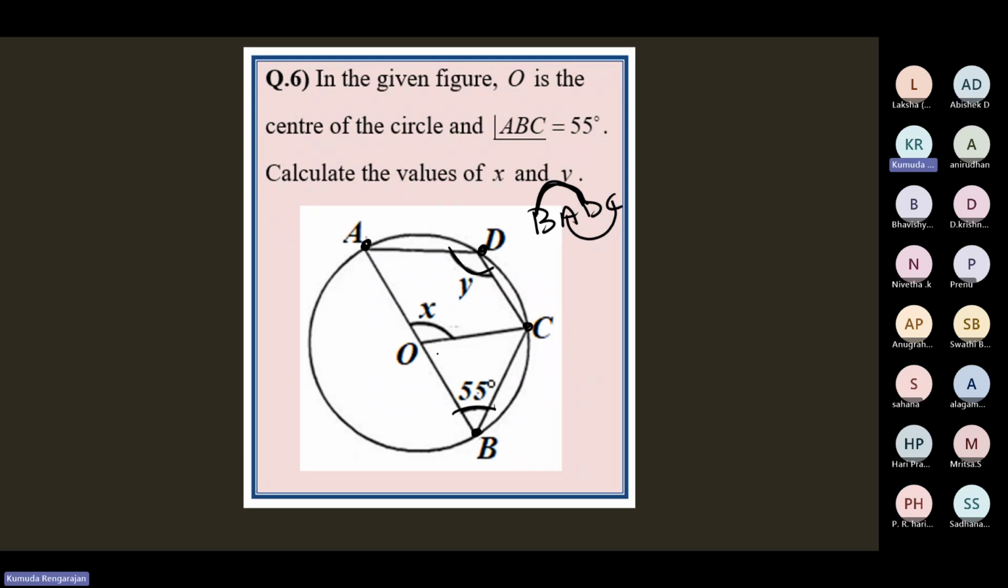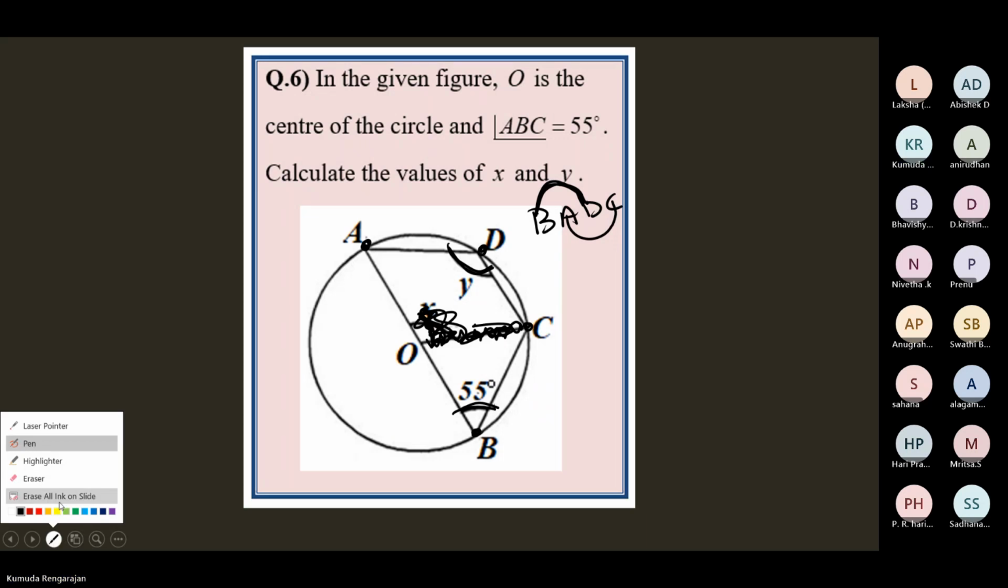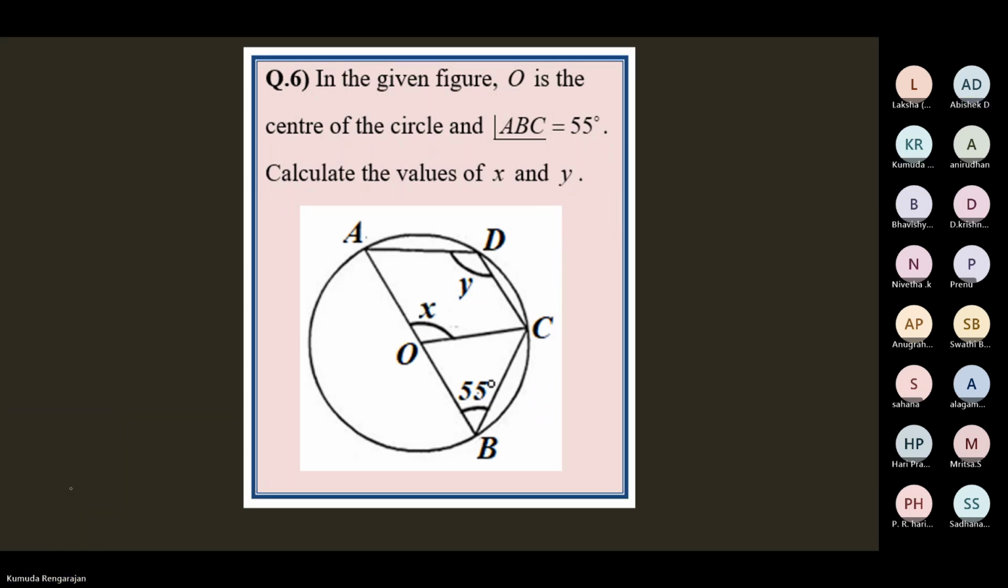Opposite angles are supplementary. Don't see this line segment. Just see that cyclic quadrilateral BADC with no line segments going in the middle. So this is 55, this is Y. Y plus 55 is equal to 180. In a cyclic quadrilateral, opposite angles are supplementary. So Y is equal to 180 minus 55, which is 125.